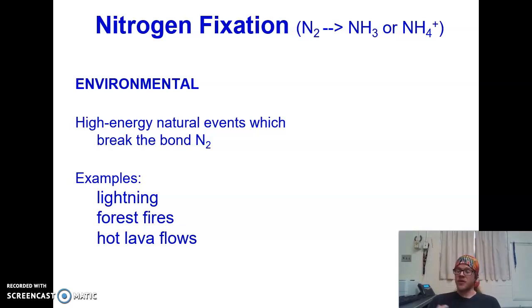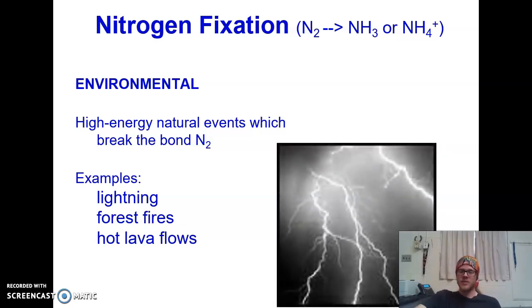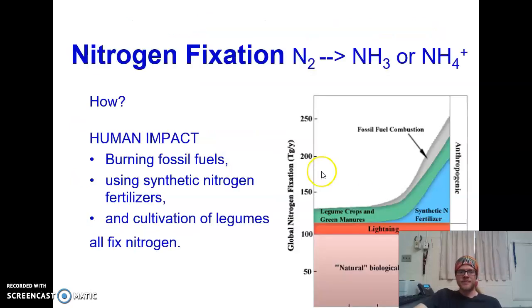And then hot lava flows is another way. Hot lava coming out of a volcano does nitrogen fixation as well, and that's because these events have so much energy. Then we do this as well: burning fossil fuels, using synthetic nitrogen fertilizers, cultivation of legumes, like peas and stuff. Those naturally have nitrogen fixation, so growing them fixates the nitrogen, taking it from the bad form and turning it into the good form, right?